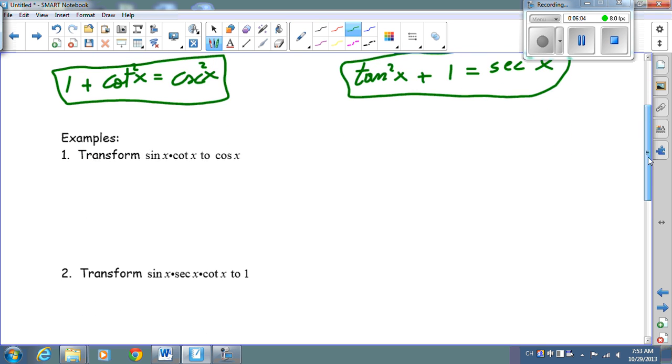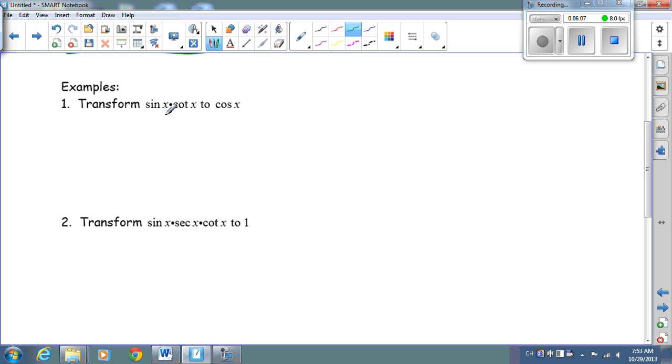Alright, here's the first example. We want to transform sine of x times cotangent of x to cosine. Since I want to transform it into cosine, I will bring the cosine out of the cotangent. So it will be sine of x times cotangent, which is cosine of x over sine of x. And from here, I can just simplify the sines of x. And my answer is cosine x.